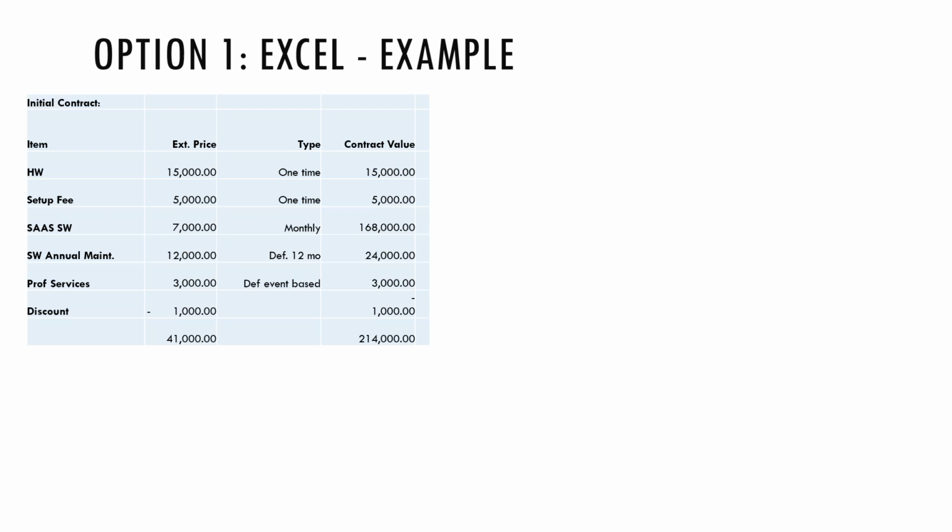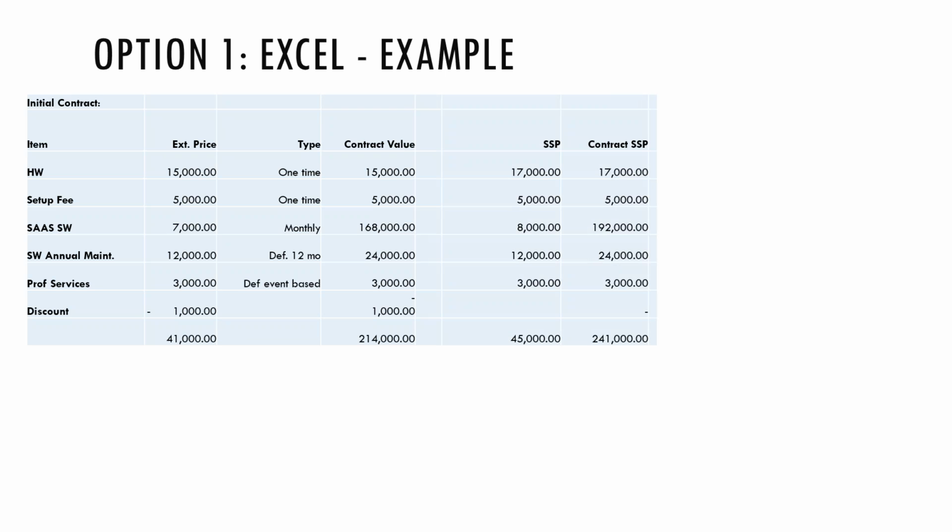I can very clearly see I have distinct, in terms of the contract, performance obligations, and I've determined their transaction price. Now, I have to go and allocate that. So I have to figure out what is the standalone selling price of these items. That $15,000 hardware actually has a standalone selling price of $17,000. The setup fee, I didn't do anything with that. It's got a standalone selling price of $5,000.